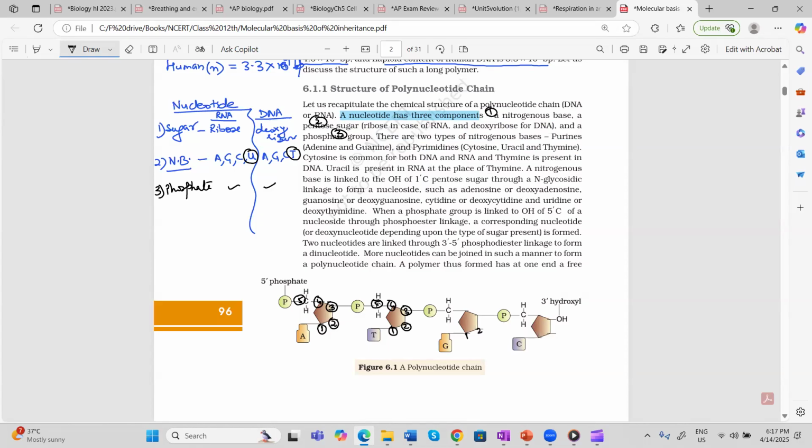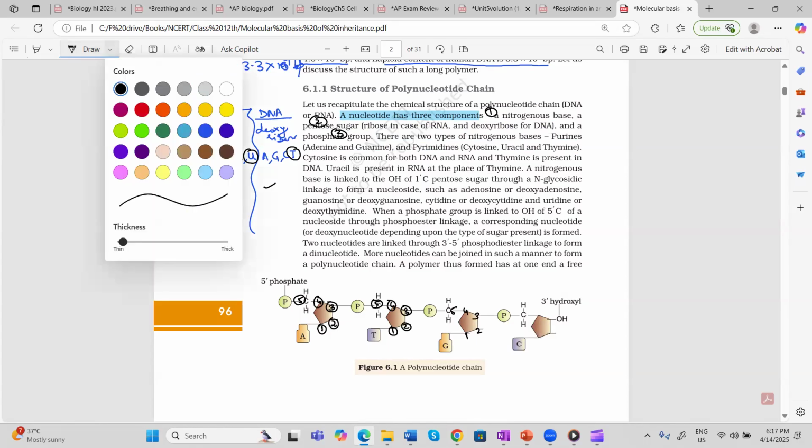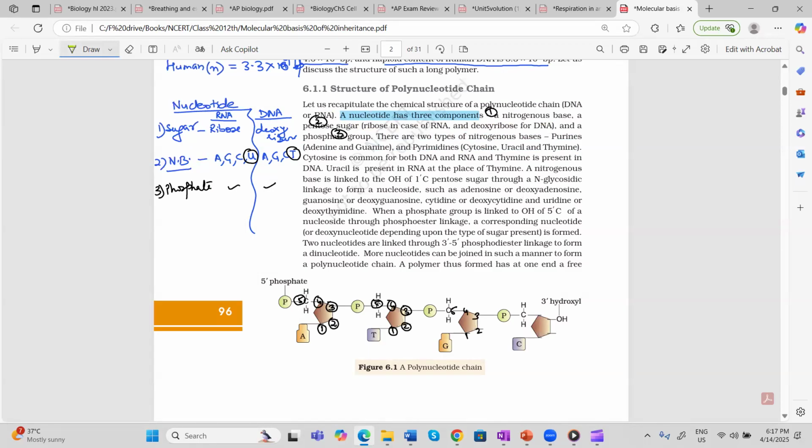Just try to do this much. It will be helpful for you. And now you tell me, carbon, this is a nitrogenous base. Nitrogenous base is attached to which carbon number of sugar? Tell.